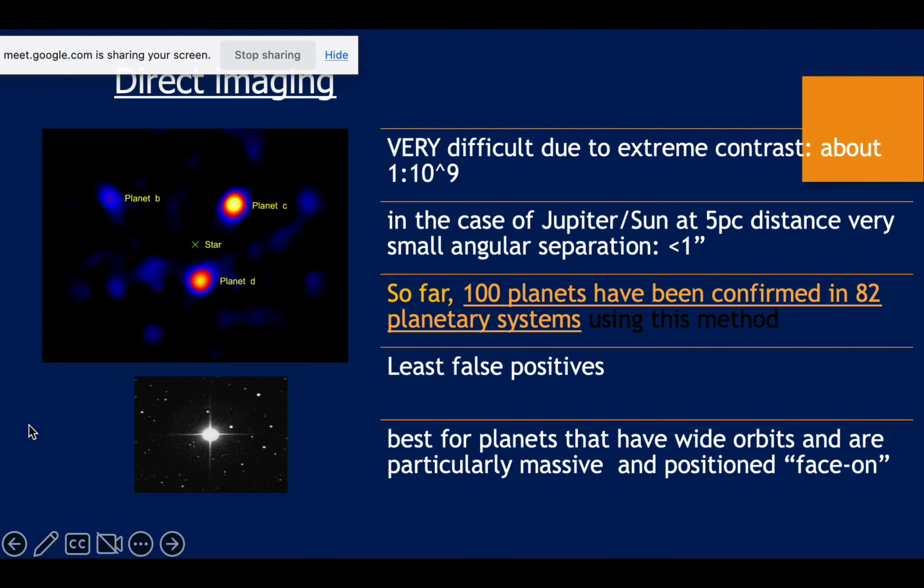The fourth and last method for detecting exoplanets is called direct imaging. So for example, you have a star here and it has 3 planets. You want to observe the star. It's obviously very difficult to observe because the star is going to be much, much brighter than the planet.